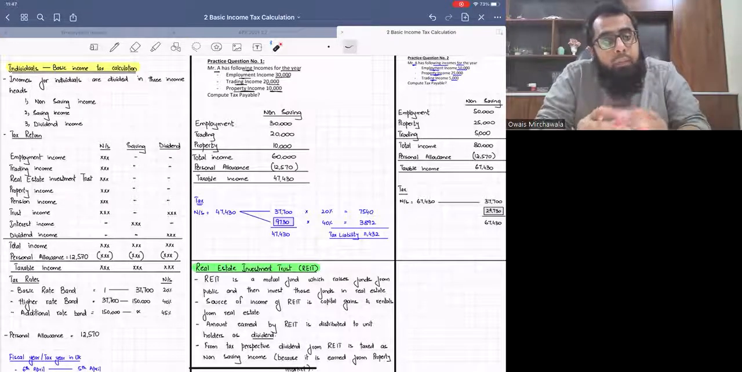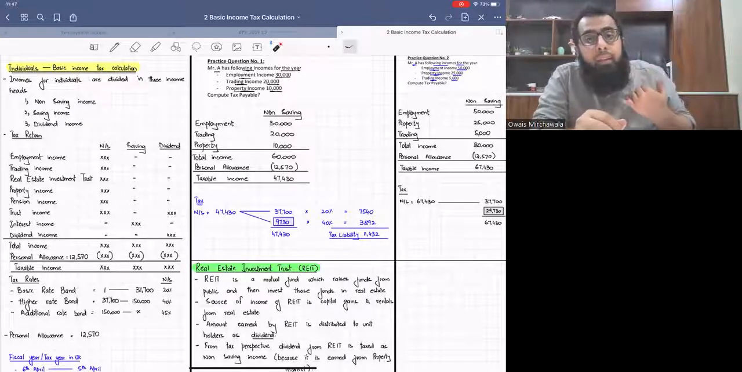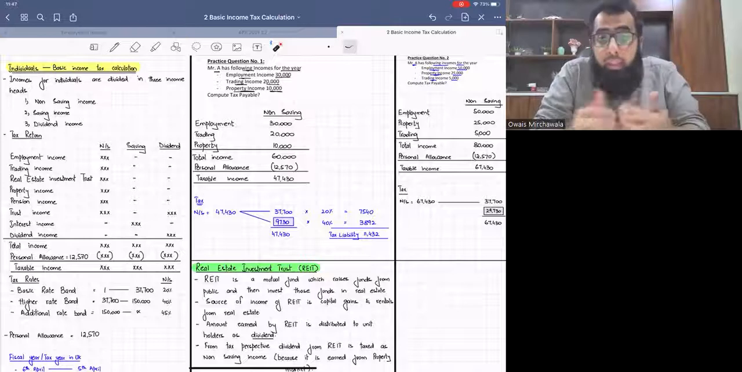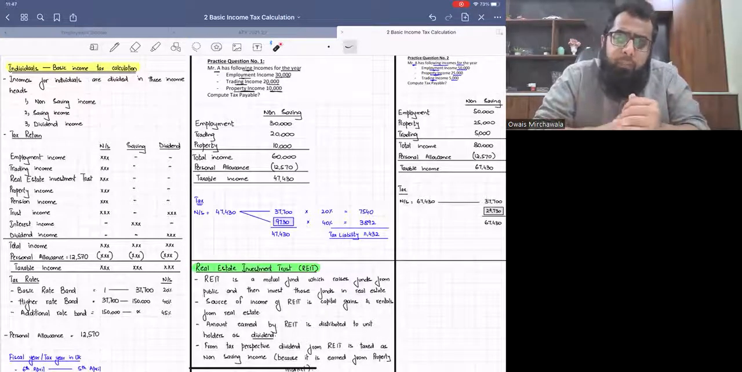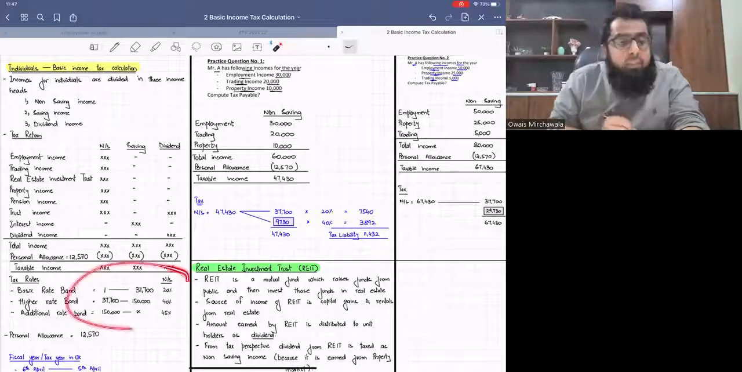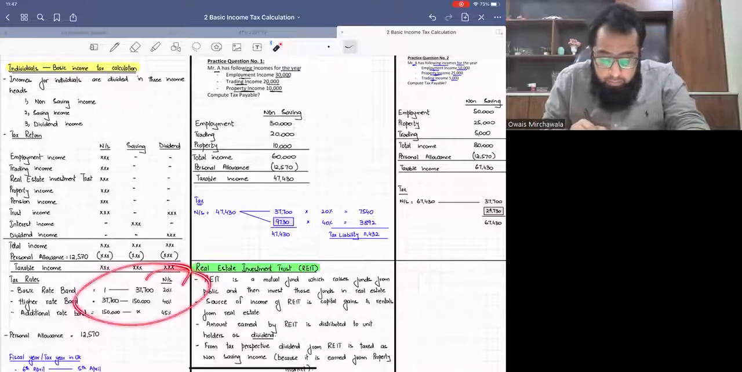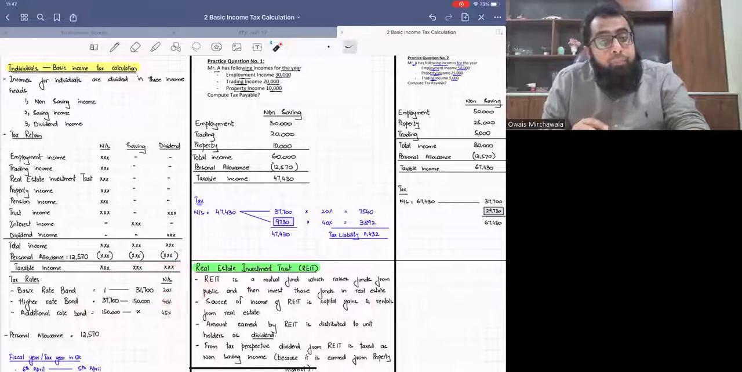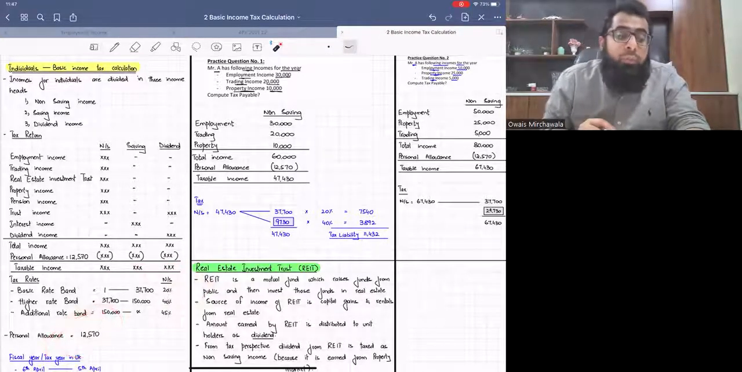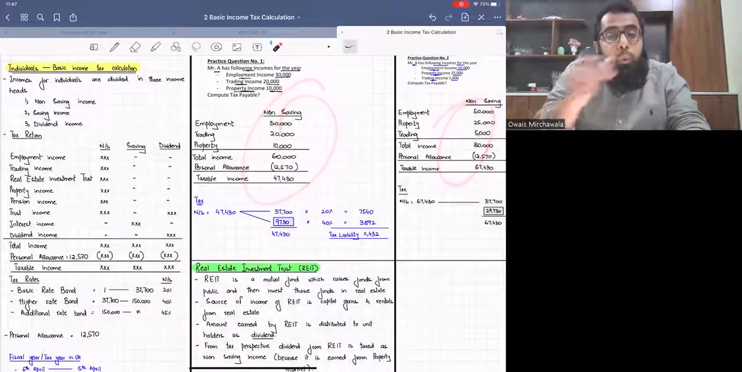Add up all the incomes, you arrive at the total income. Personal allowance, the amount of income which is exempted from tax, the taxable income, and then the tax bands. Up till 37,700, non-saving income is taxed at 20%, then this rate increases to 40%, and then it increases to 45%. The personal allowance is 12,570, and then we looked at 2 questions.